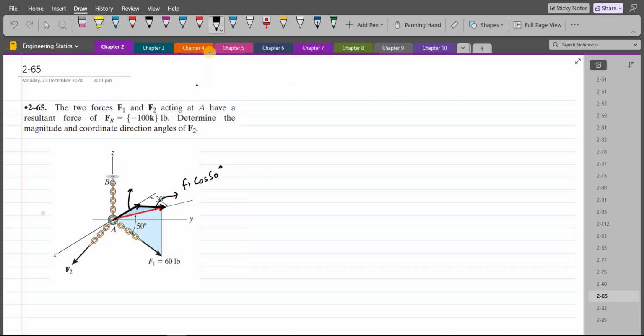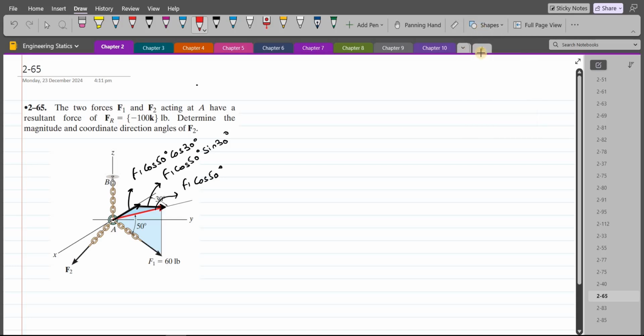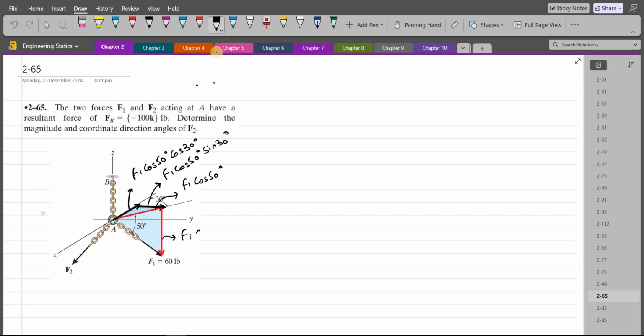So this right here is F1 cos 50 into cos 30, and the y component is F1 cos 50 into sin 30. I have one more force component of the F1 force, which is directed in the negative z-axis. So this is the component along the negative z-axis, and this right here is F1 sin 50.